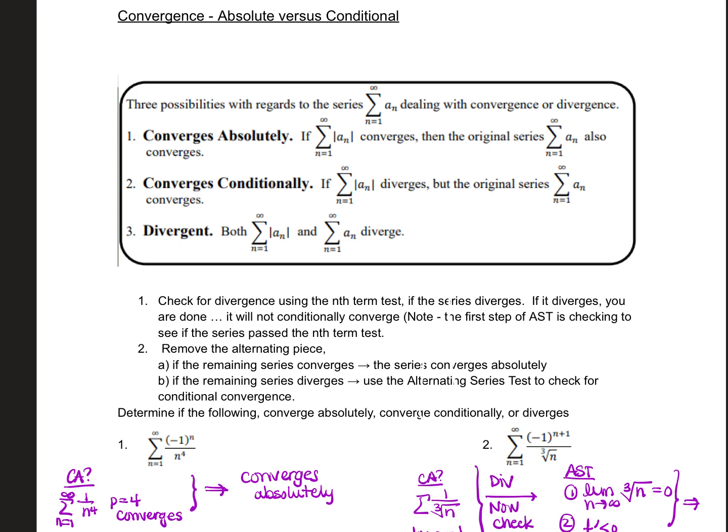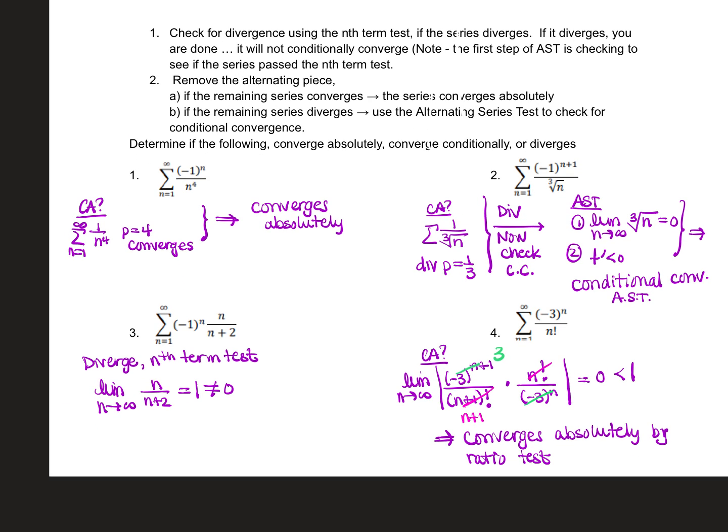All right, so looking at these ones, the first one, we always check for convergent absolutely first. So we get rid of the alternating piece. That is p equals 4, so therefore it converges. It converges absolutely. You do not need to move on. You're done. Here, if I try to do convergent absolutely, which means I look at this one, it diverges with p equals 1/3, p series.